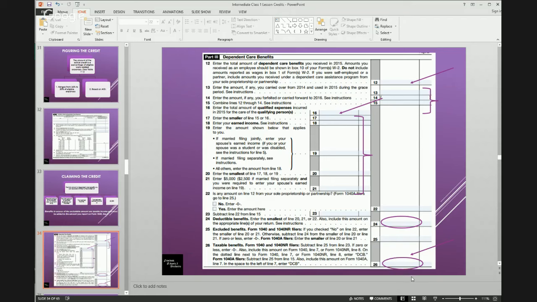And taxable benefits on line 26 in the event that you did not use all of the money that the employer put aside in the dependent care plan, a portion of that money needs to be taxed because it is a tax deferred dependent care account.